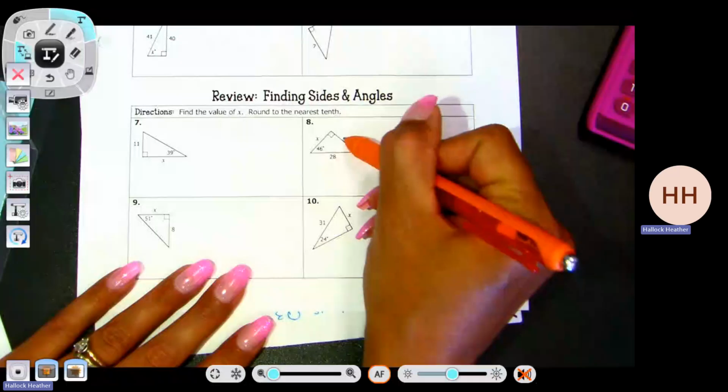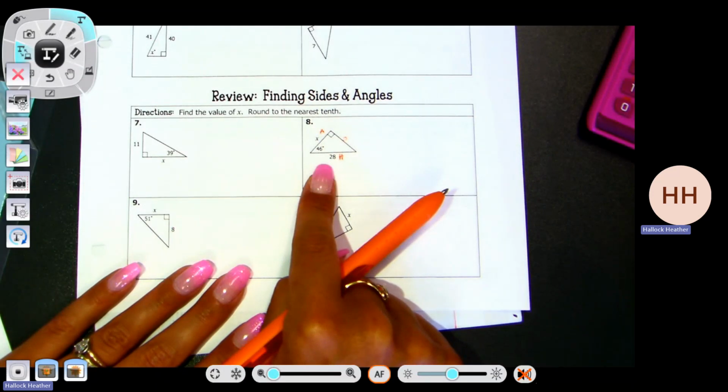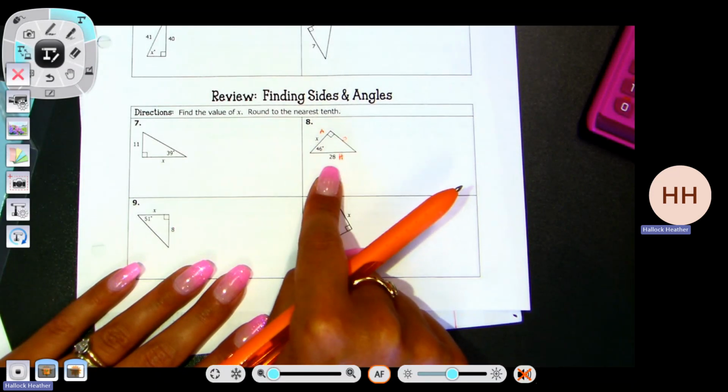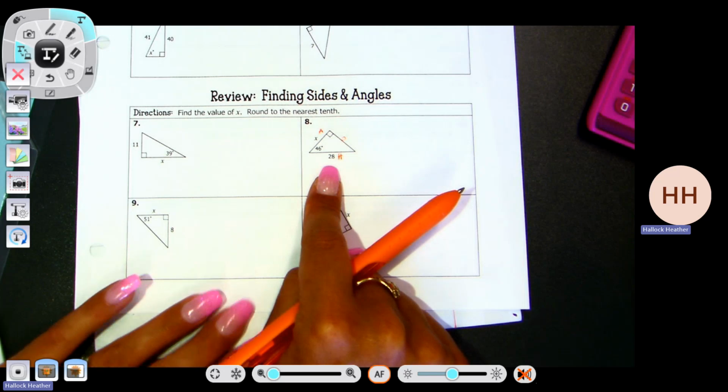So this would be O, this would be A, and this would be H. So this should have been a cosine problem. So what would you get if you used cosine? Nope. Not 22.5. 19.5. Is that what you said? Oh, my bad. 19.5. That's correct.